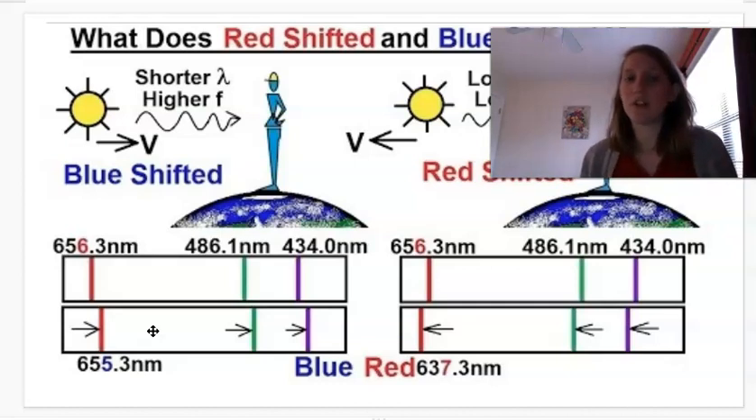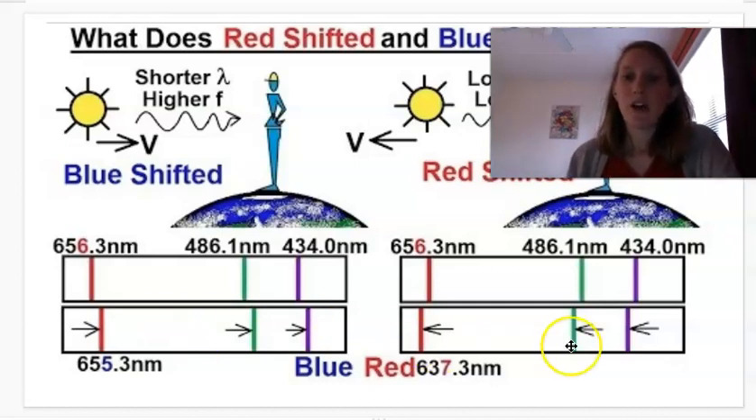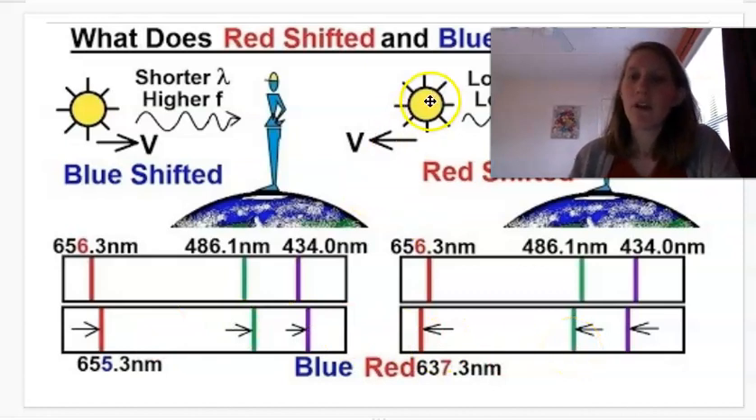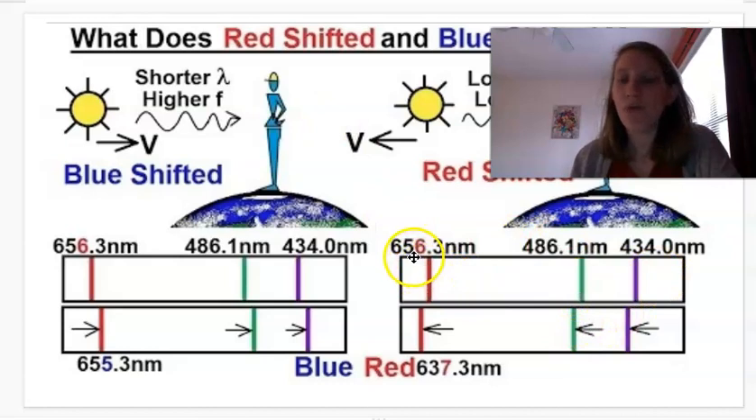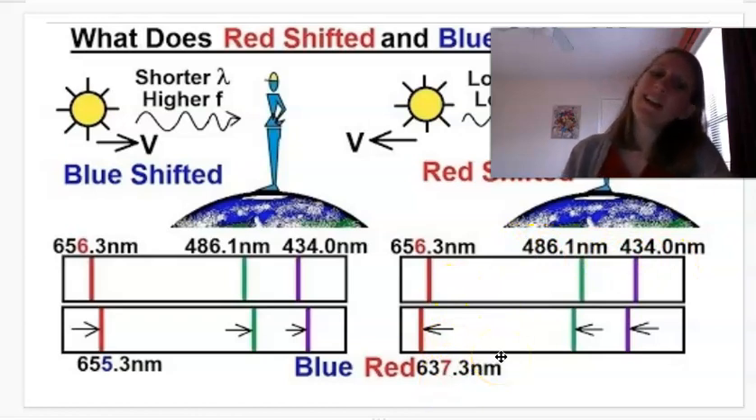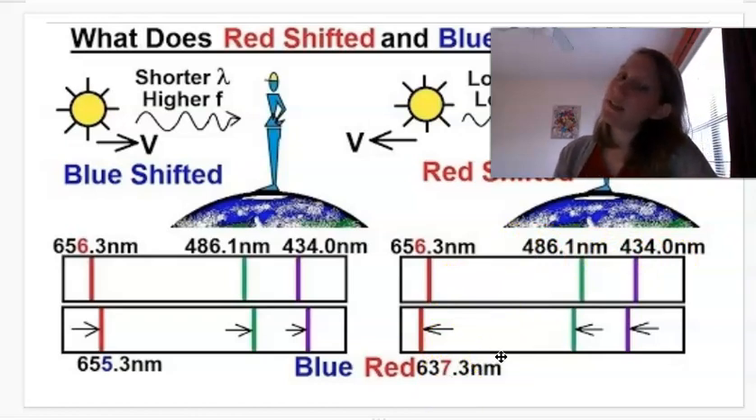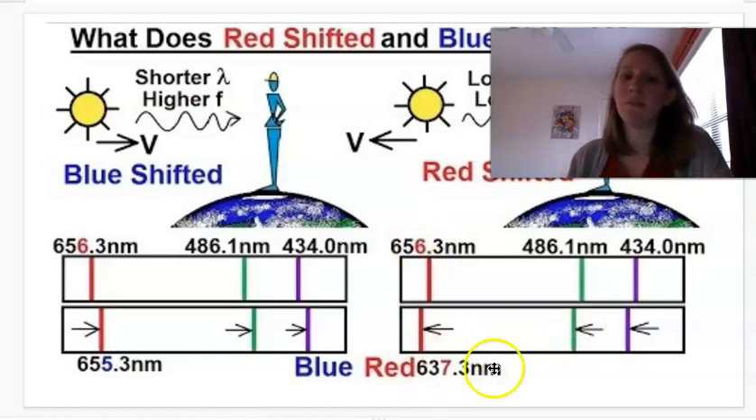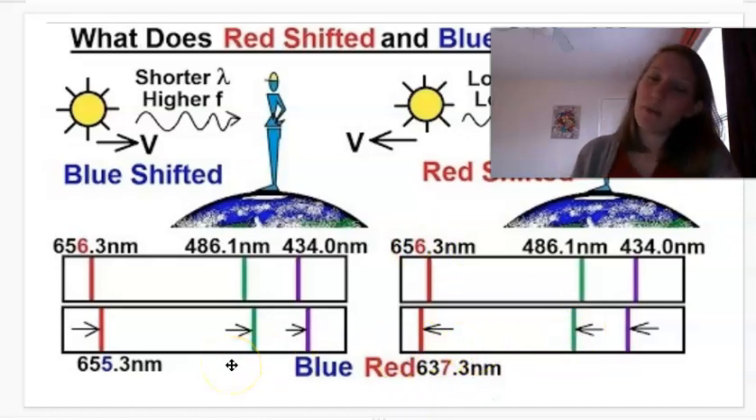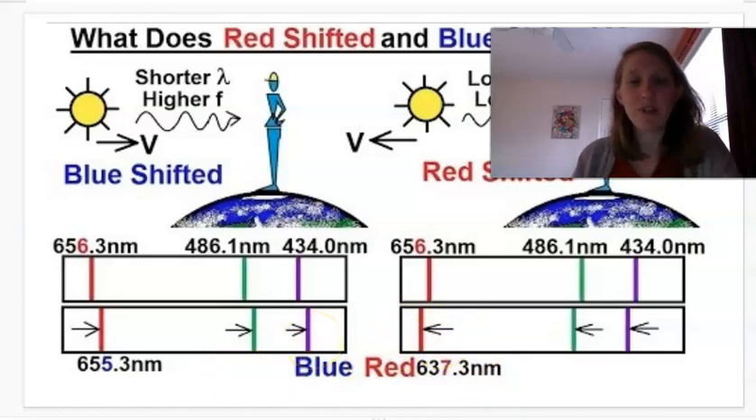Also tells us what the star is made out of. Versus a red shift, if the star is moving away from us, we still know what it's made out of, but instead of falling at 656, 486, 434, everything's going to be shifted slightly to the red side, so 637. And it will be longer wavelengths, so your wavelengths would go towards the red end of the spectrum, telling you that it is moving away.